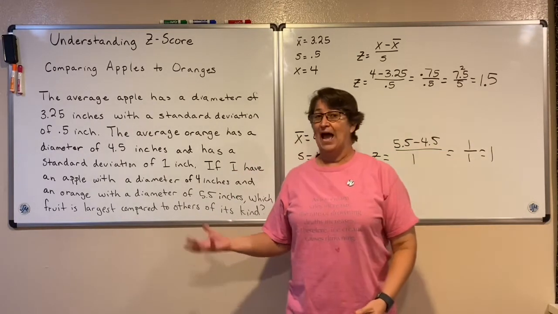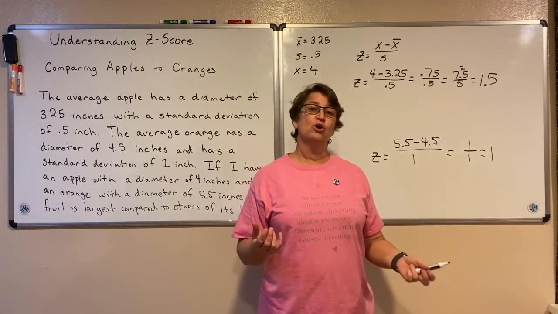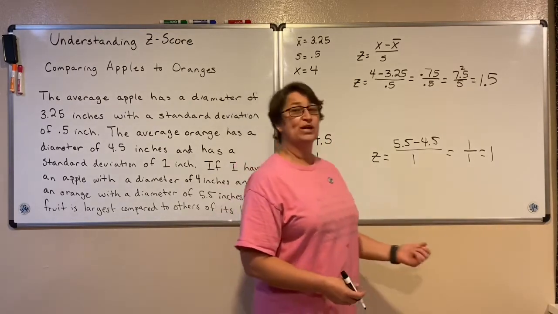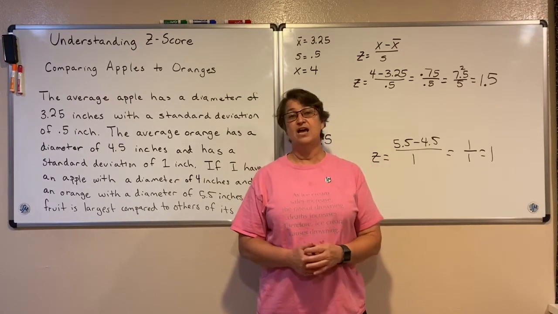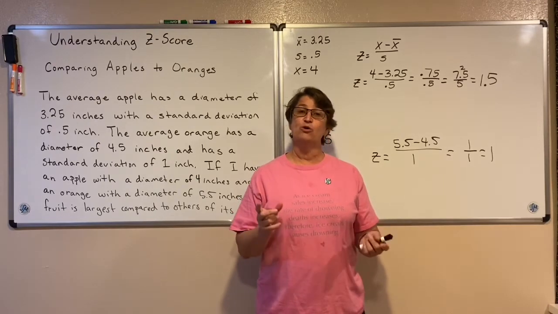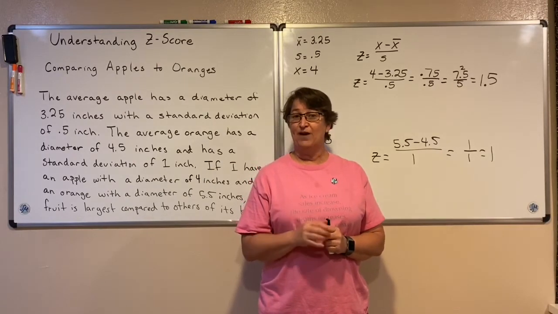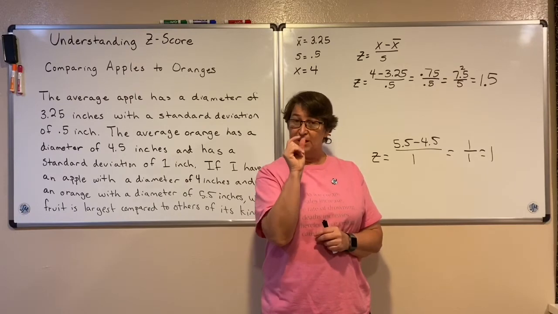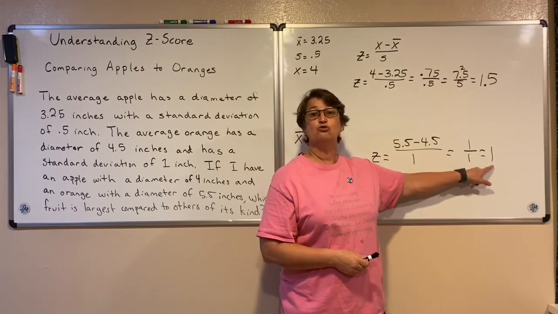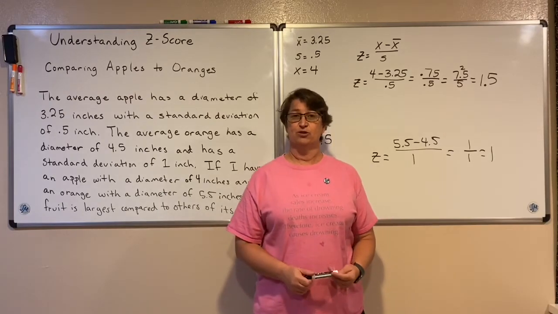So when I look at my apple and my orange, my apple is better compared to other apples than the orange is compared to other oranges. So here the apple wins. So we can use that z-score to help us to tell which one is further from the average. Sometimes though, we would like our stuff to be closer to the average. Maybe if I'm a manufacturer and I want something to be close to the average, then having a z-score that's close to the average, that's closer to 0, would be better. So it depends on the scenario when I'm comparing those things.